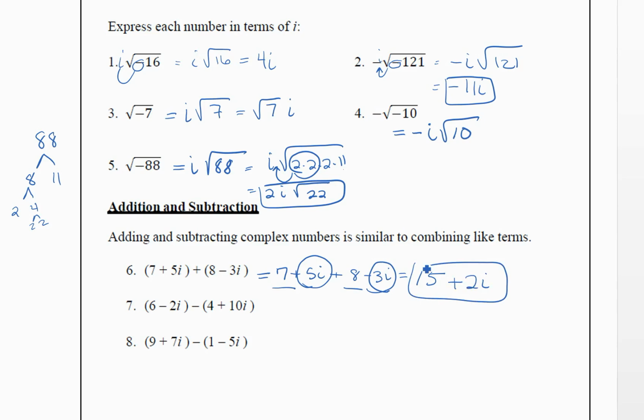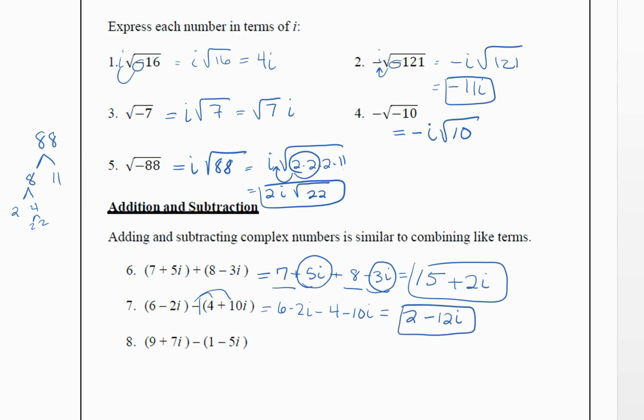Now, subtracting is a little trickier because we have a -1 here, and we'll distribute our negative. So we'll leave the first set alone, 6 minus 2i. When we distribute the negative, we have -4 minus 10i. So now combining like terms, we have 6 minus 4 is 2. Negative 2i minus 10i would be negative 12i. And that's how we subtract.